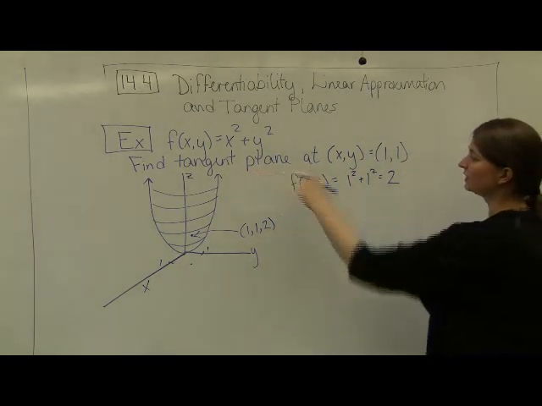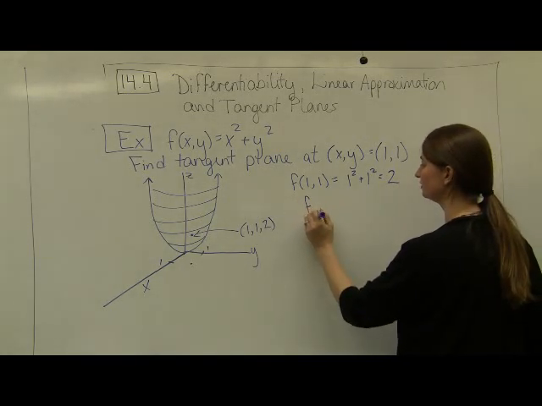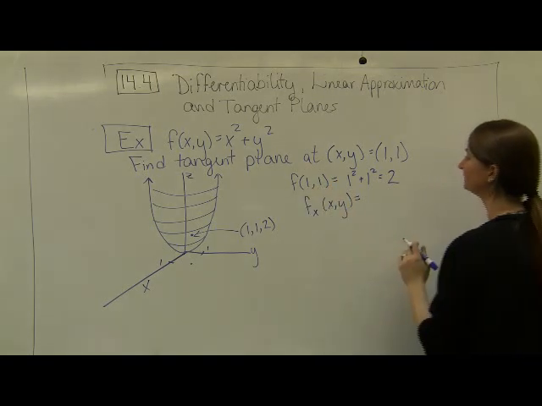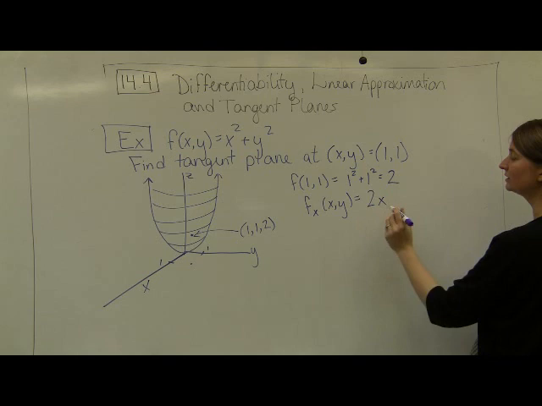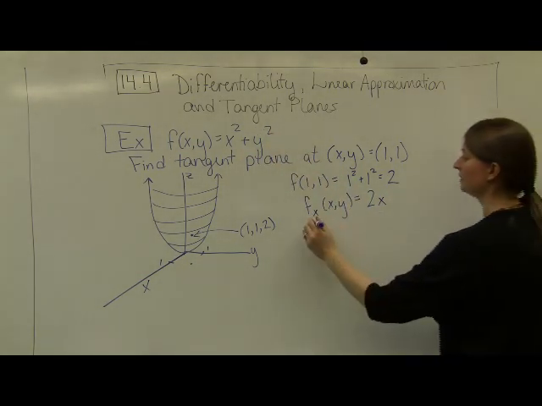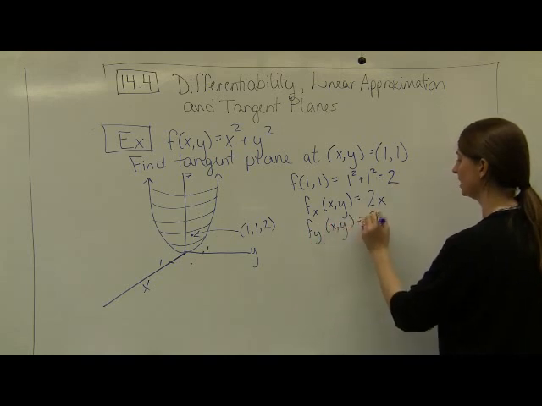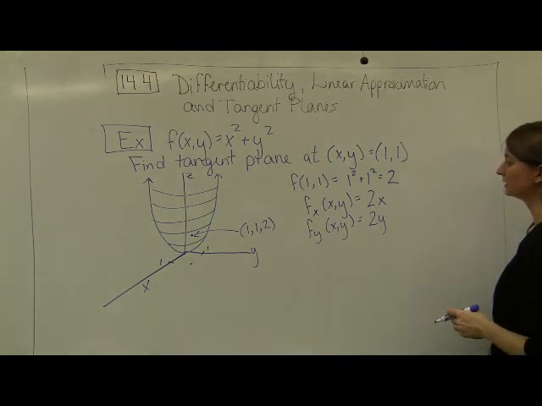In order to find the equation for the tangent plane, I'm also going to find the partial derivative with respect to x and evaluate that at the point (1, 1). So my partial derivative with respect to x is 2x. My y's disappear because they're constants. My partial with respect to y is going to be 2y. Again, my x term disappears because that's going to be constant.